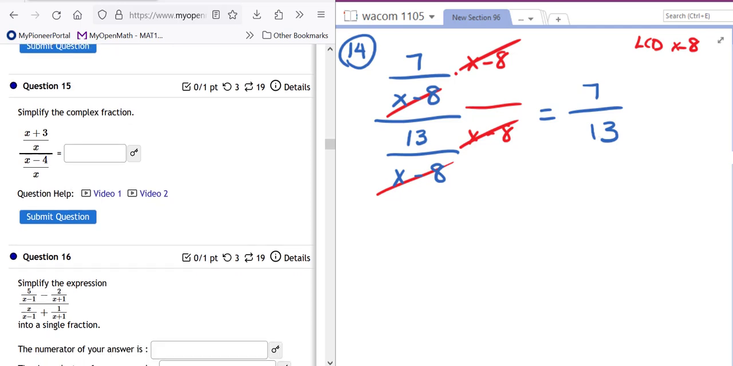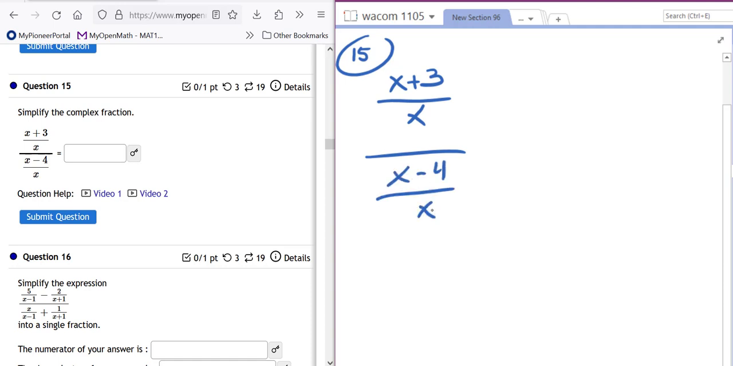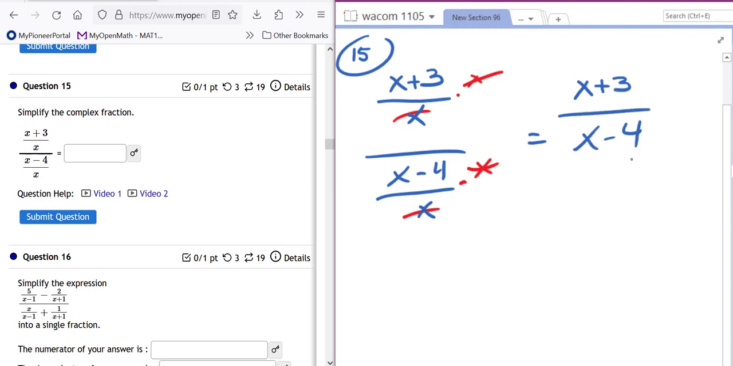15 is going to work the same way because the LCD is x. So you can work it while I write it down. x plus 3 over x and x minus 4 over x. Your LCD is x. That's the only denominator you have. So you do it top and bottom. Make that one cancel. It'll make that one cancel. So we end up with x plus 3 over x minus 4. You are not allowed to cross off anything here because of the signs. Those pieces have to stay together.